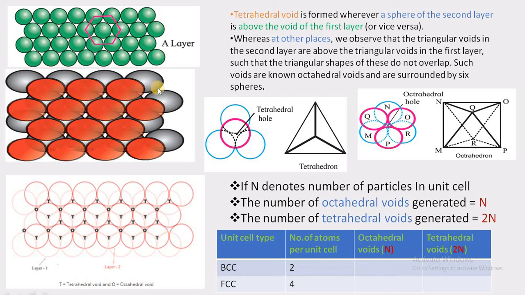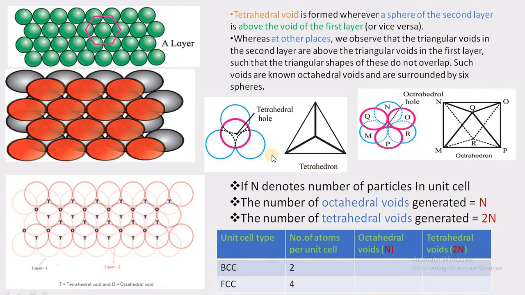And also, if this second layer is placed above the first layer, two types of voids are formed. If the atoms of the first layer have a void like this, and the sphere is directly placed on the void of the first layer, then a tetrahedral hole is formed. And at the other places, if the spheres are placed, an octahedral void is formed.